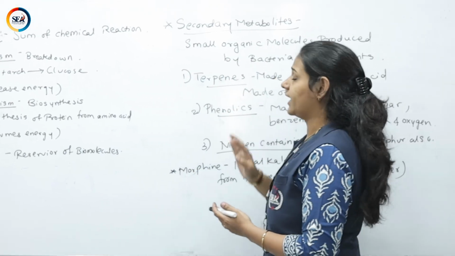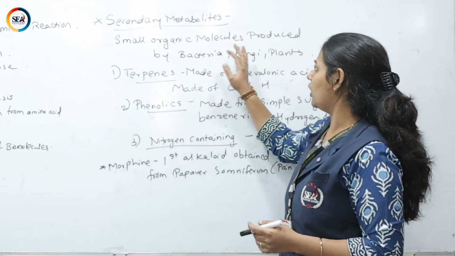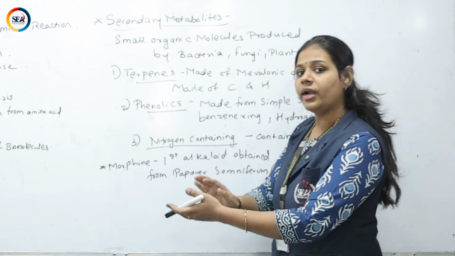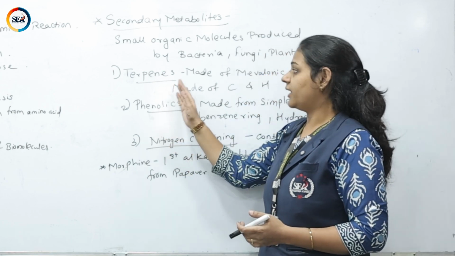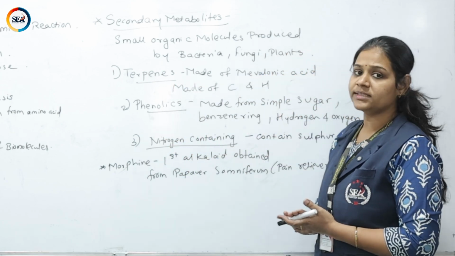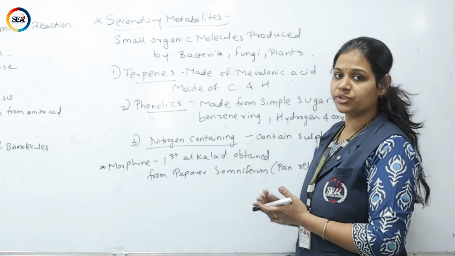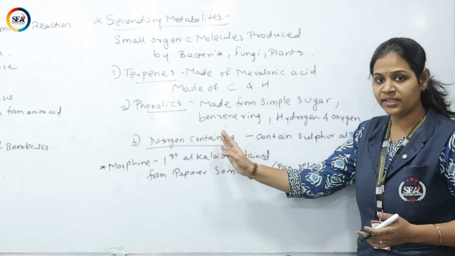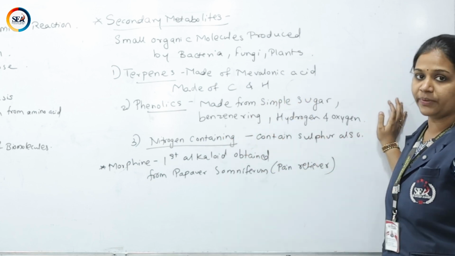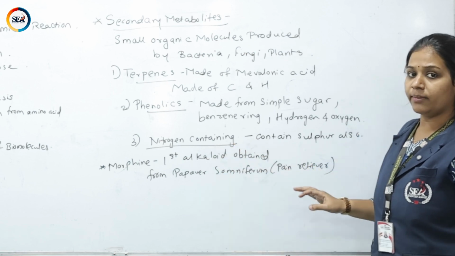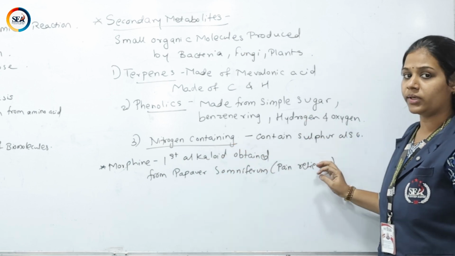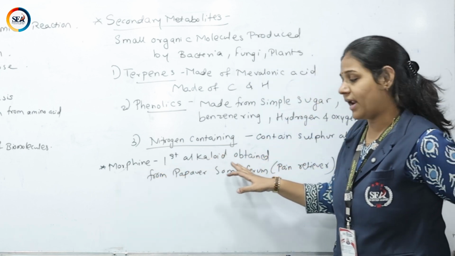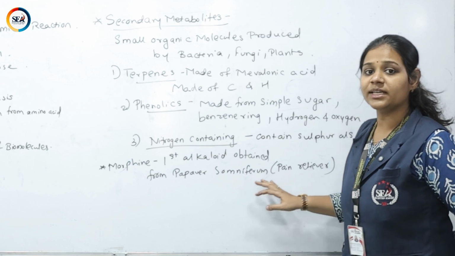Lastly, we are going to see secondary metabolites. These are small organic molecules produced by bacteria, fungi and plants which are important for human welfare. First, terpenes. They are made from mevalonic acid and are made up of carbon and hydrogen. Second is phenolics, which are made from simple sugars along with a benzene ring, and also contain hydrogen and oxygen. Last are the nitrogen containing compounds, which also contain sulfur in small amounts. Example is morphine, the first alkaloid obtained from the plant Papaver somniferum, which acts as a pain reliever.